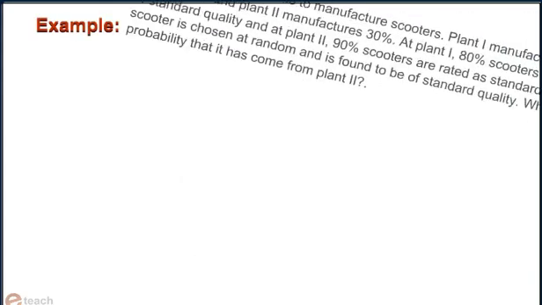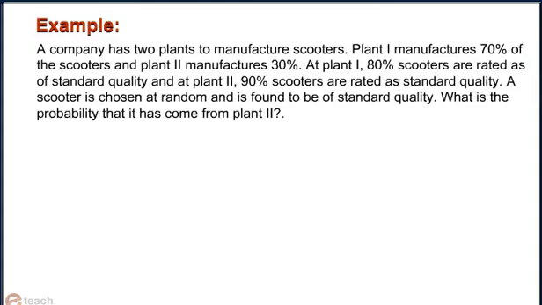Example: a company has 2 plants to manufacture scooters. Plant 1 manufactures 70% of the scooters and plant 2 manufactures 30%. At plant 1, 80% scooters are rated as of standard quality, and at plant 2, 90% scooters are rated as standard quality. A scooter is chosen at random and is found to be of standard quality. Then what is the probability that it is coming from the plant 2?